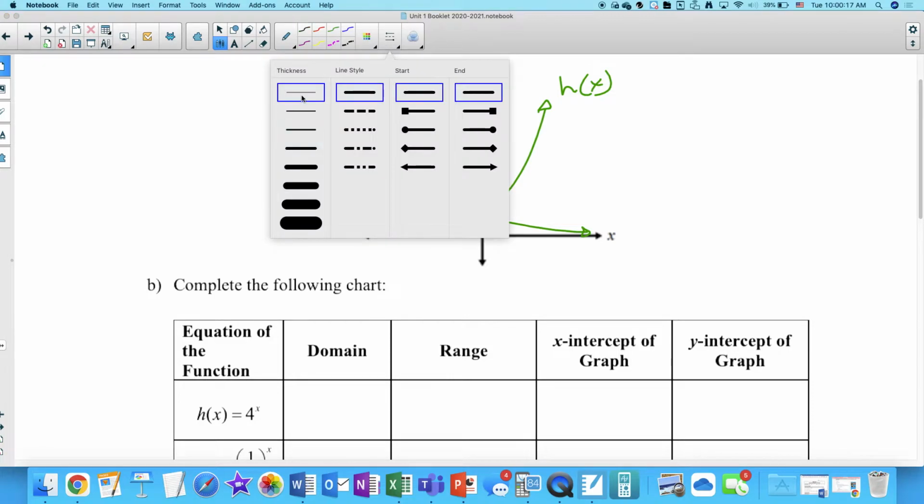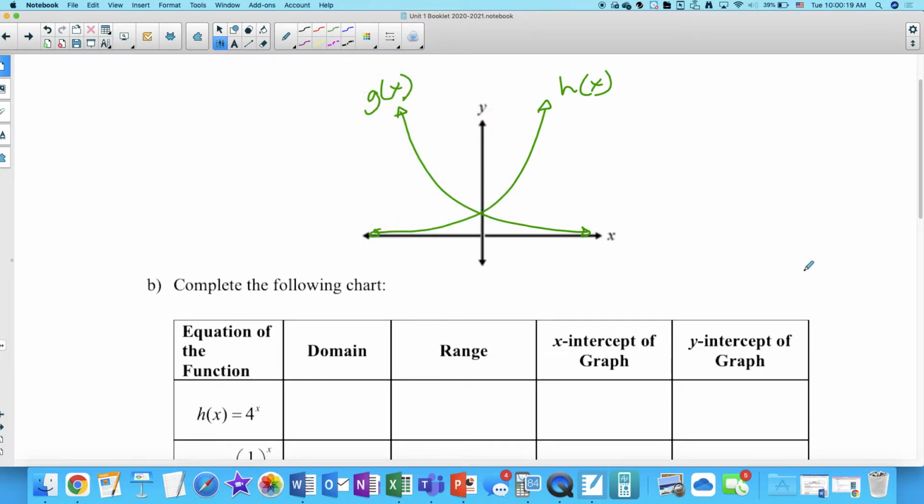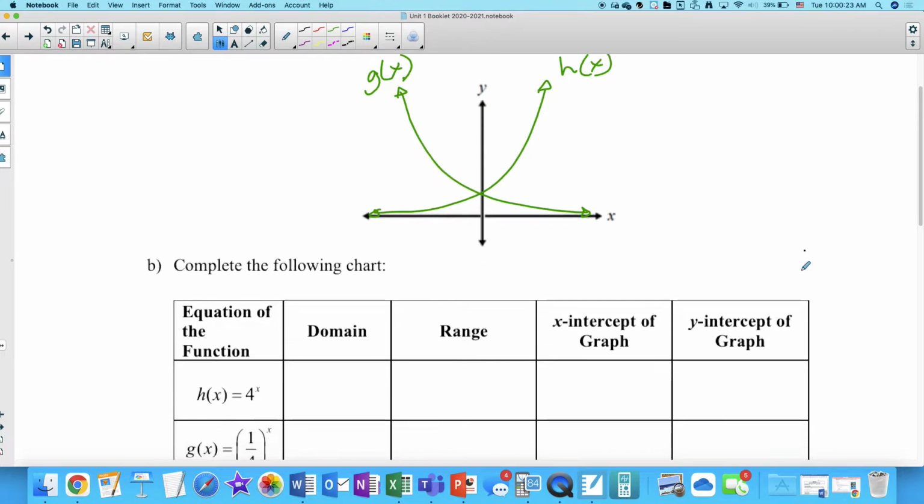For h of x, what is the domain of this function? Look at the arrows and think about where they're pointing in the horizontal direction. So I'm looking at this guy. What horizontal direction is this arrow pointing? Left. And this one? Right. So I got an arrow pointing left, arrow pointing right. What is my domain? Right. X is an element of the real numbers.